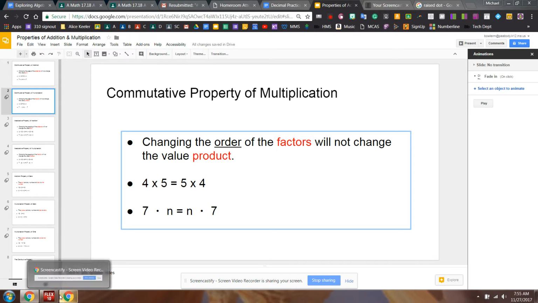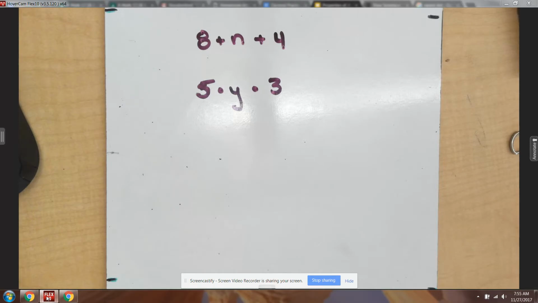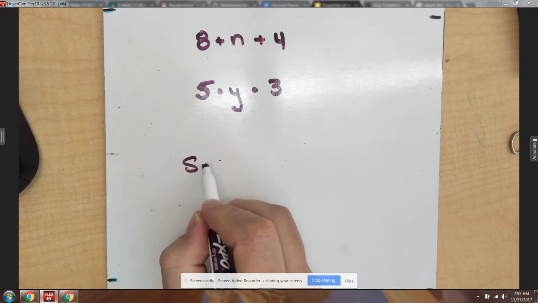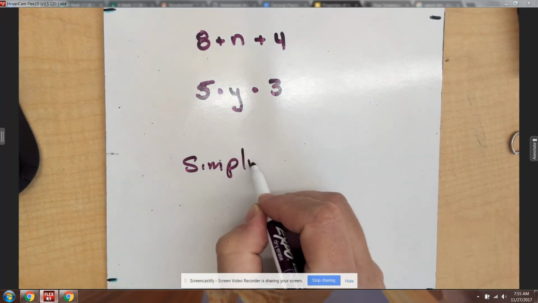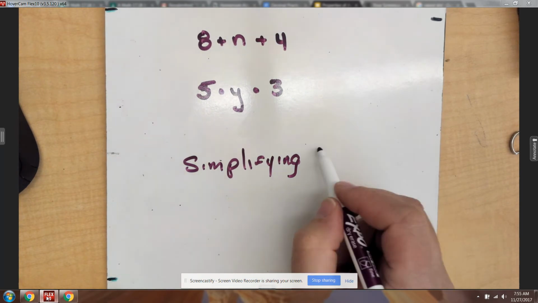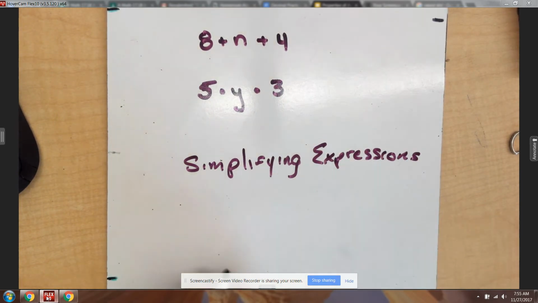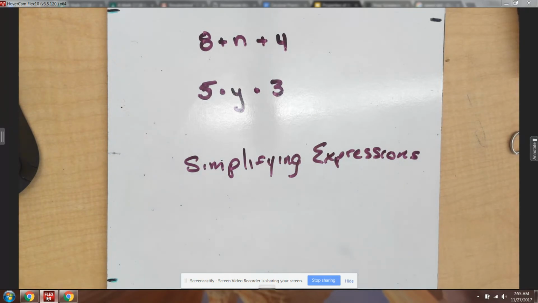So where would we use the commutative property? The commutative property comes into use when we want to simplify an expression. And to simplify an expression, not like simplifying a fraction, simplifying an expression means we evaluate it as much as we can, until we come to a point where we stop because we don't know the value of our variables.